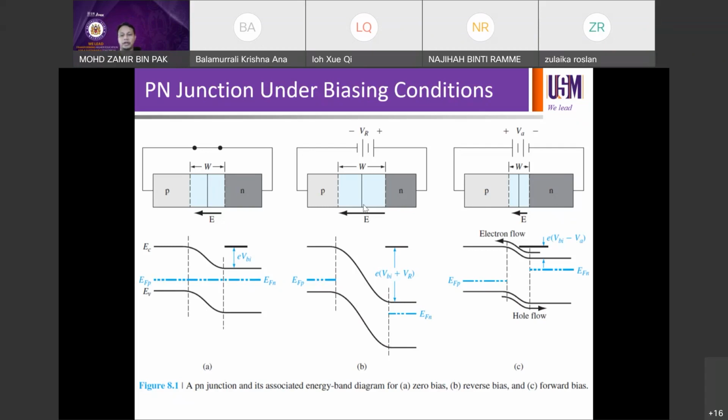So now let's look at the third condition. It's called forward biasing.